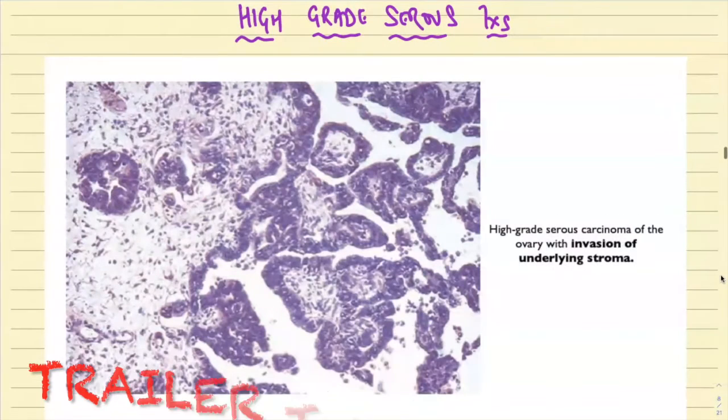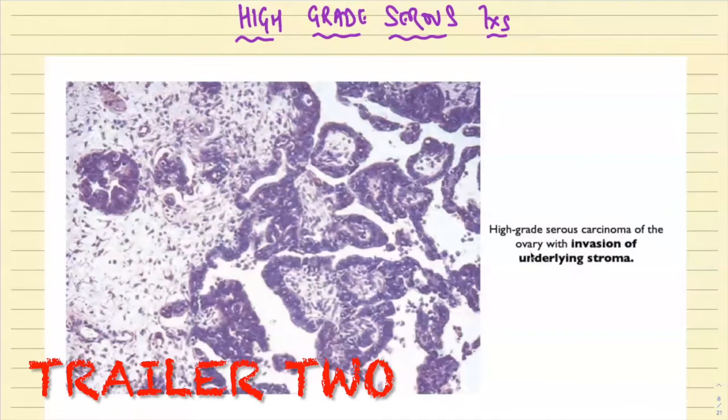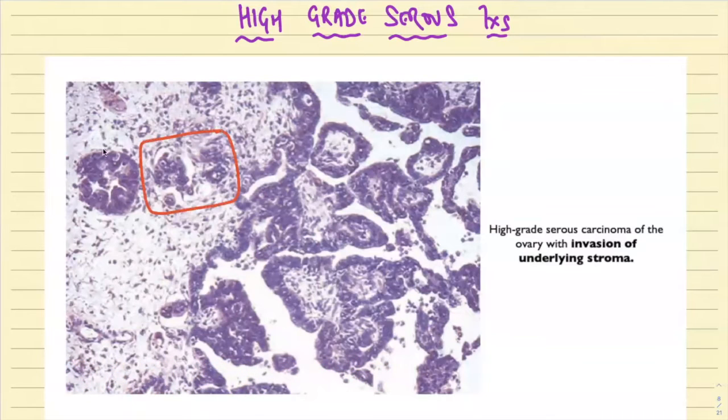This is the high-grade serous tumor showing more complexity, and the most important feature, if you see, can you see this? Invasion of stroma. So invasion of the underlying stroma is present. This is the stroma as we can appreciate from this diagram. This is the classical stroma.